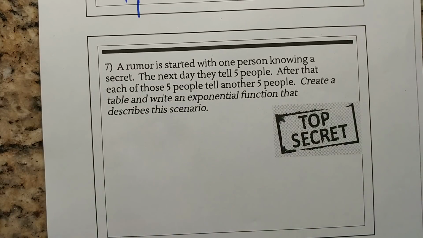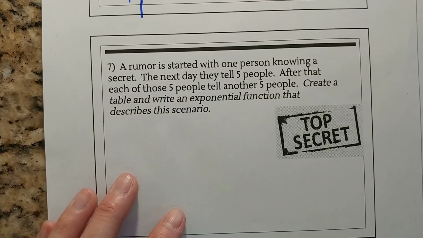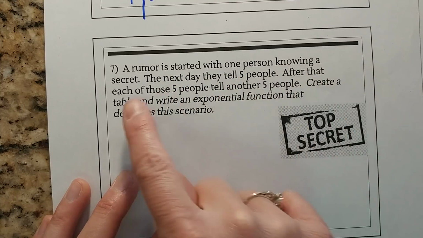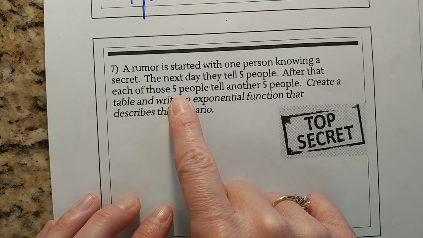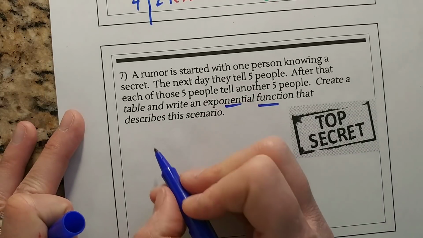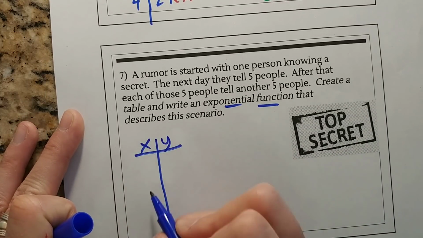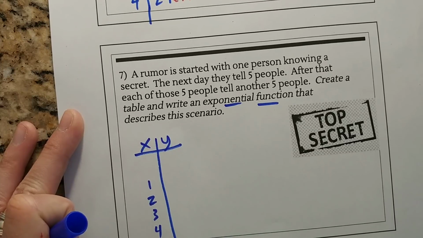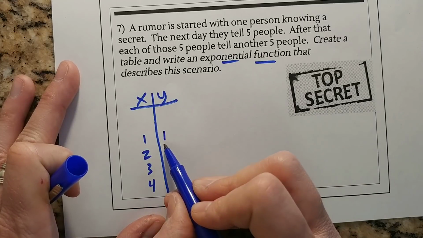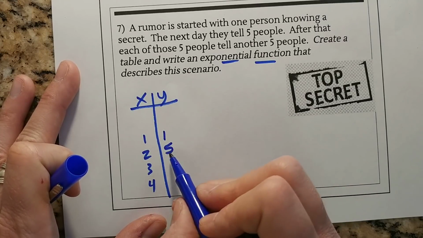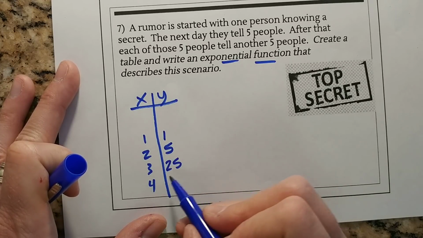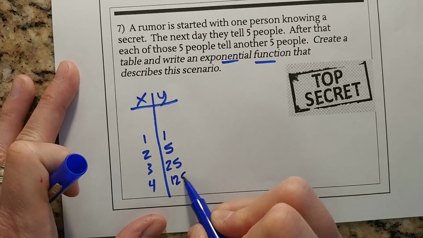And this would be the function rule that models the ice bucket challenge. Number 7, let's say here we have a rumor. It started with one person knowing a secret, and each day they tell 5 people. The day after that, each of those 5 people tell 5 more people, and so on. So again, if I'm going to write an exponential function, I need to first start with a table. Day 1, 2, 3, 4, and so on. On day 1, one person knows the secret. The next day, they tell 5 people. The next day, those 5 people each tell 5 people. Now 25 people know the secret. The next day, they each tell 5 people. Now 125 people know the secret.